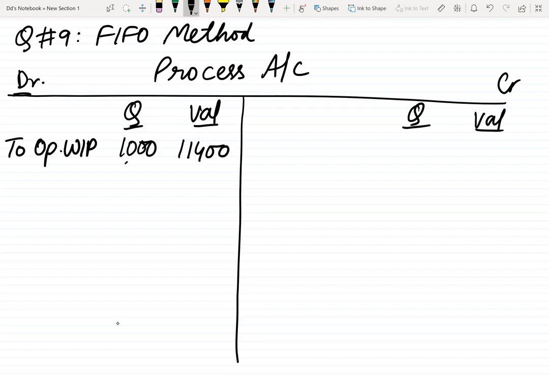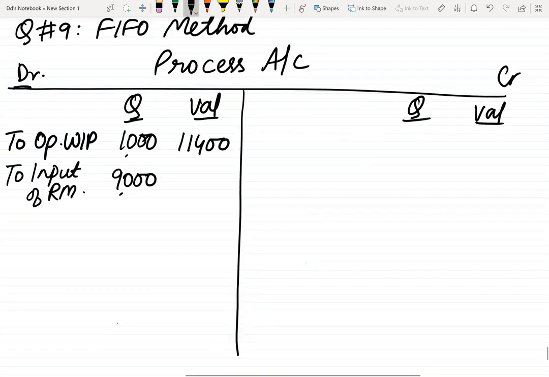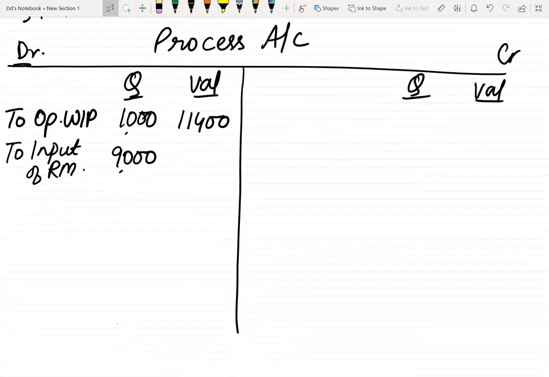11,400. Okay. Then units introduced into process. So this will be to input of raw material, 9,000. Sir, what about the amount? That will come later.